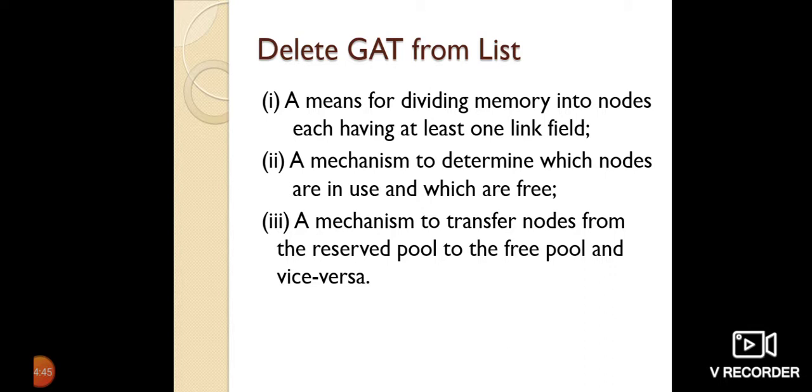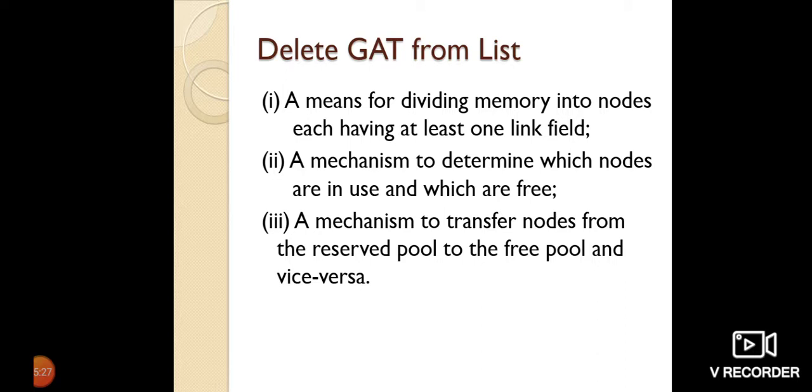Okay, insertion is over. Similarly, deletion. It means dividing the memory into nodes, and each will have its own link field. You have a particular mechanism to find out which are the used nodes and which are the free nodes. That is something you'll learn further in garbage collection. A mechanism to transfer nodes from the reserved pool to the free pool is called the storage pool mechanism. They will have something called a reserve pool and something called a free pool, and vice versa.